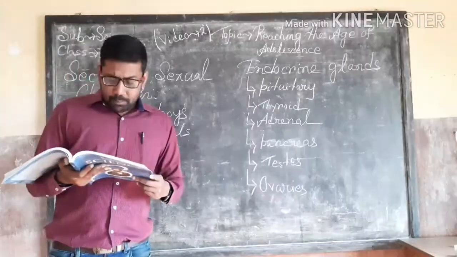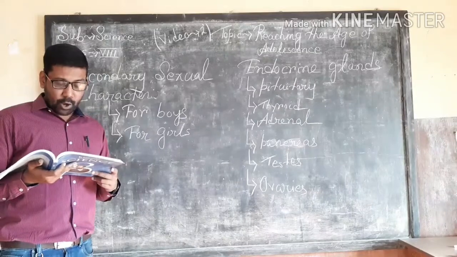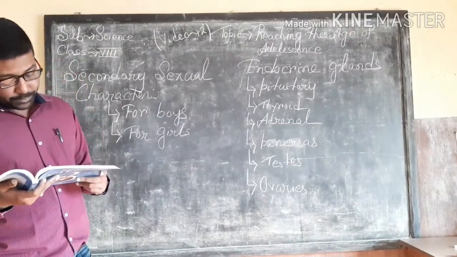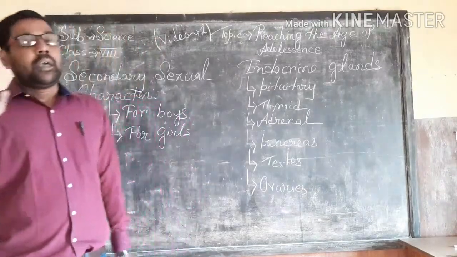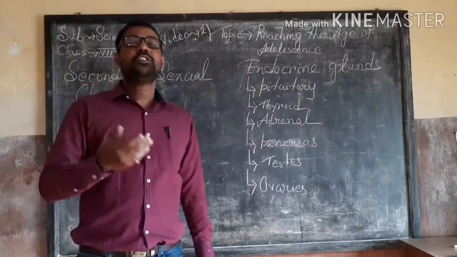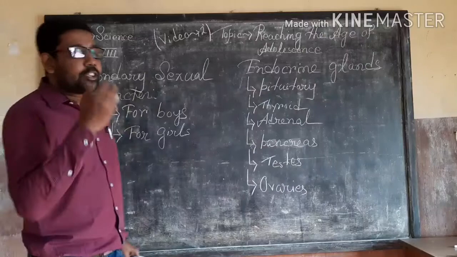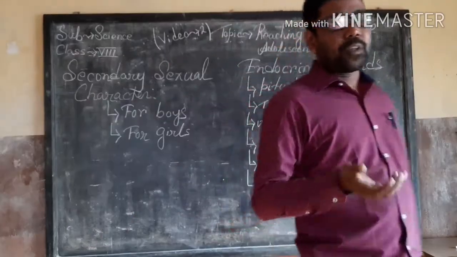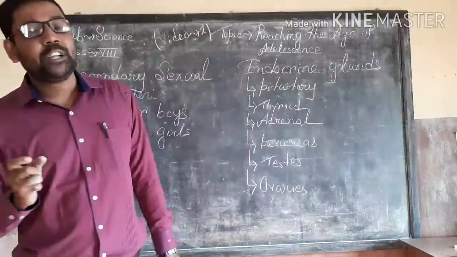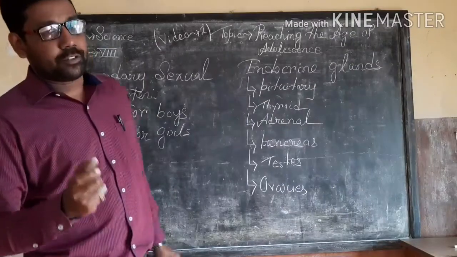Okay? The development of the secondary sexual characteristics and the other changes that occur during adolescence are controlled by the hormones. So every change in this adolescence period through puberty, and also all the changes of these secondary characteristics in both boys and girls, are controlled by a particular chemical substance that is called hormones.